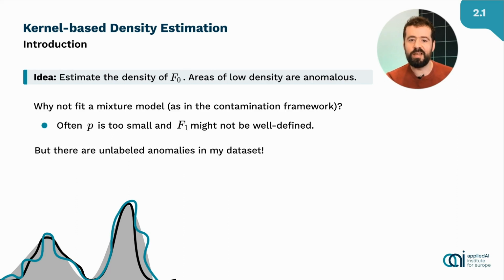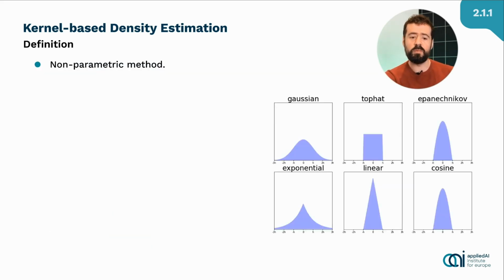But then we are left with the problem that we have, or potentially have, anomalies in our data. And that's why we are going to look at robust density estimation procedures. So what is kernel density estimation? It's a non-parametric method of estimating densities, meaning that we're not trying to optimize the parameters to fit the data as well as possible, but we increase the capacity of the model as the number of observations grows.